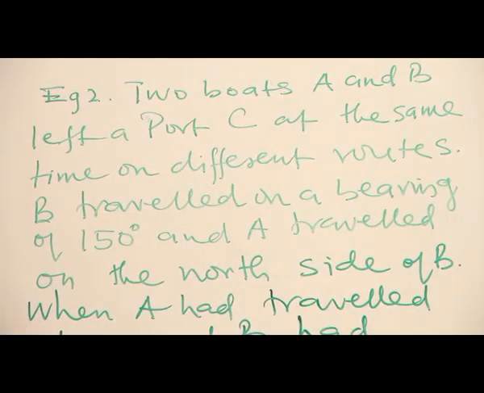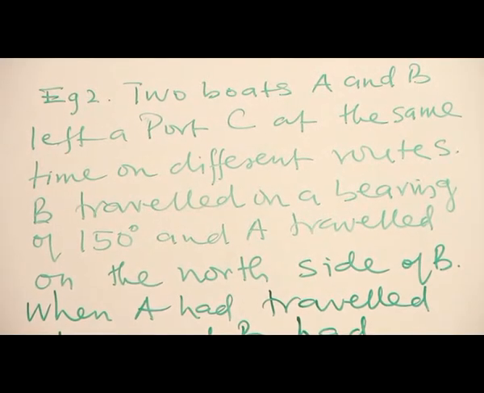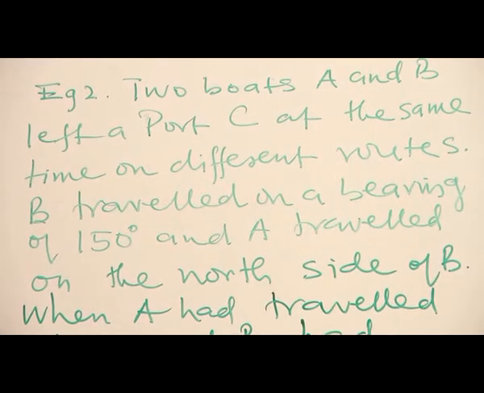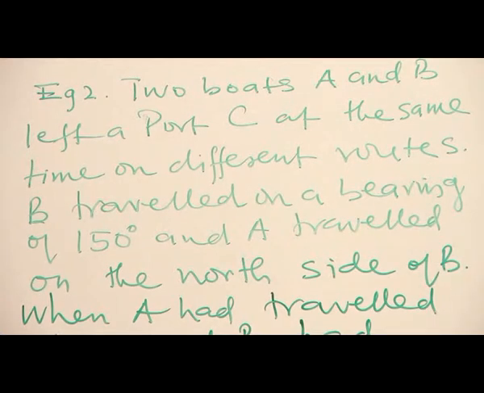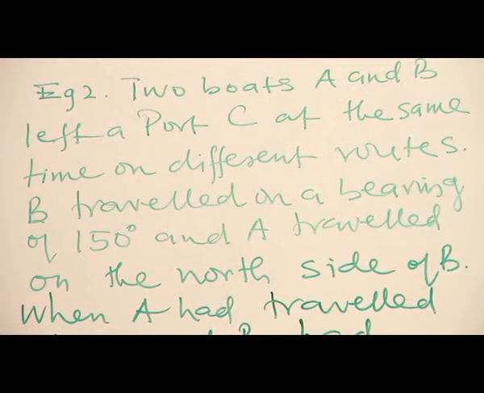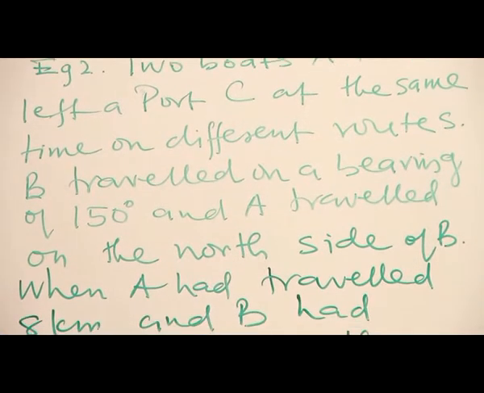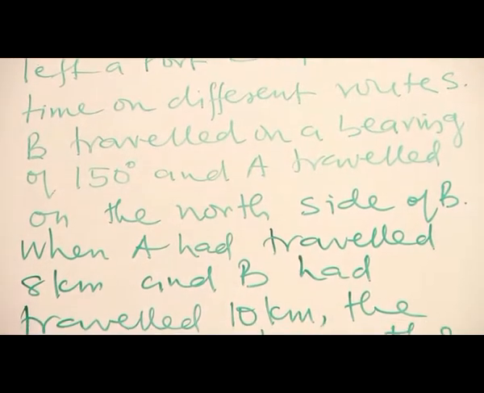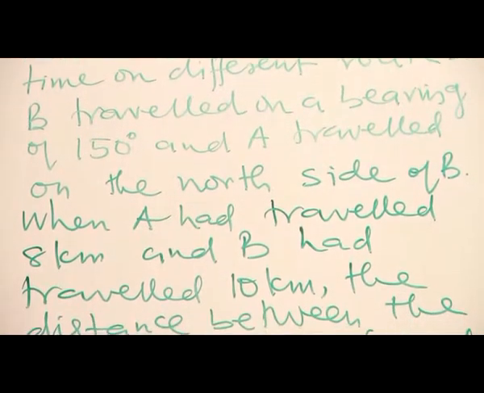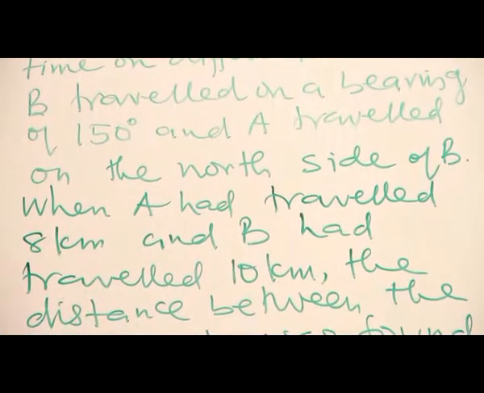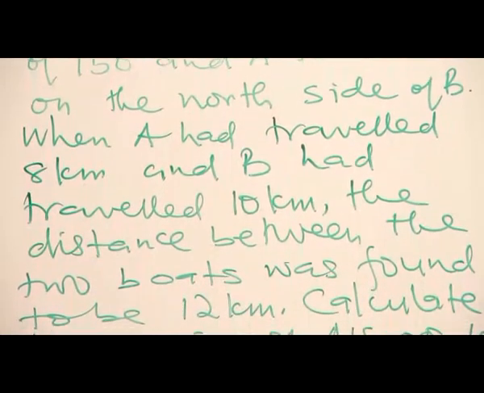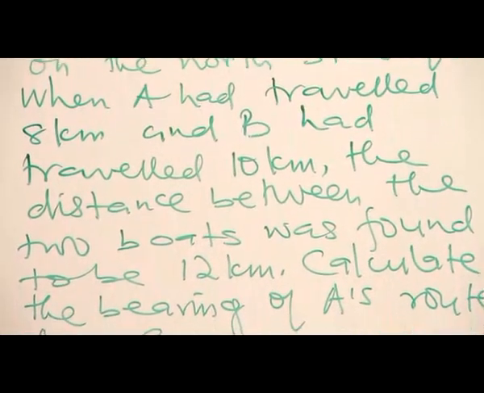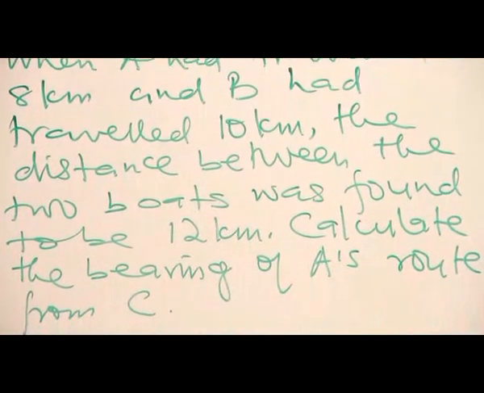Example 2. Two boats A and B left a port C at the same time on different routes. B traveled on a bearing of 150 degrees and A traveled on the north side of B. When A had traveled 8 kilometers and B had traveled 10 kilometers, the distance between the two boats was found to be 12 kilometers. Calculate the bearing of A's route from C.